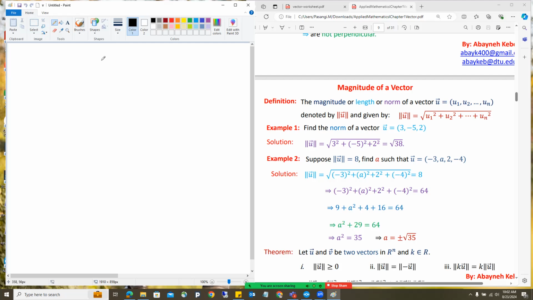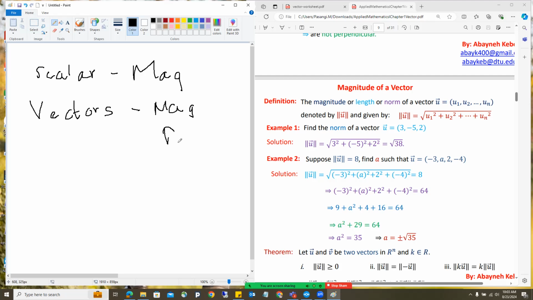If it's a scalar, that means they have only magnitude. They have only magnitude, but for the vectors, they have both the magnitude as well as the direction.